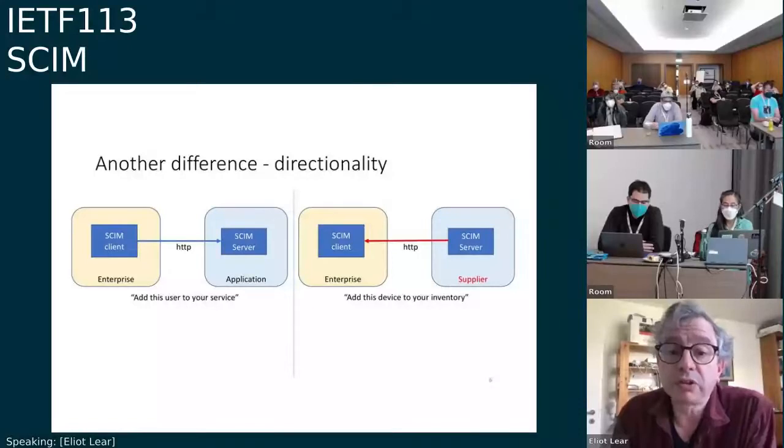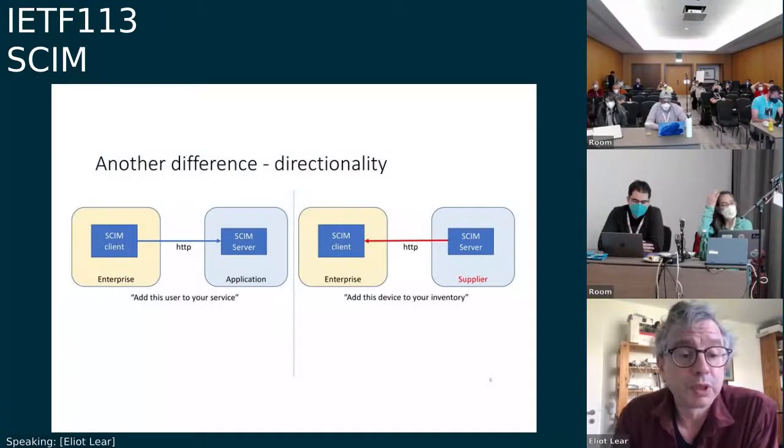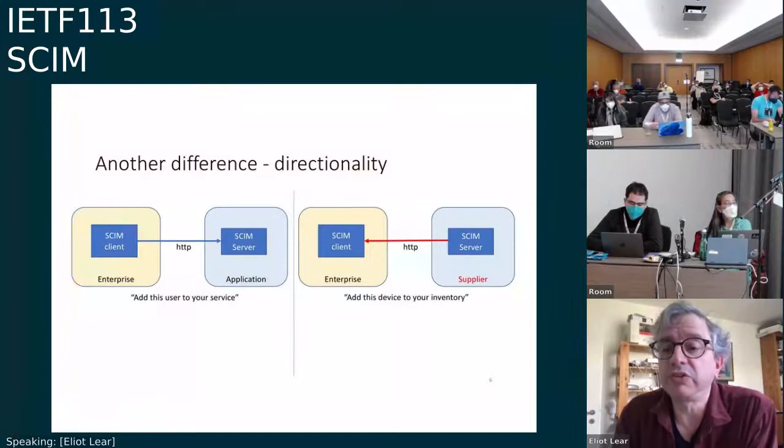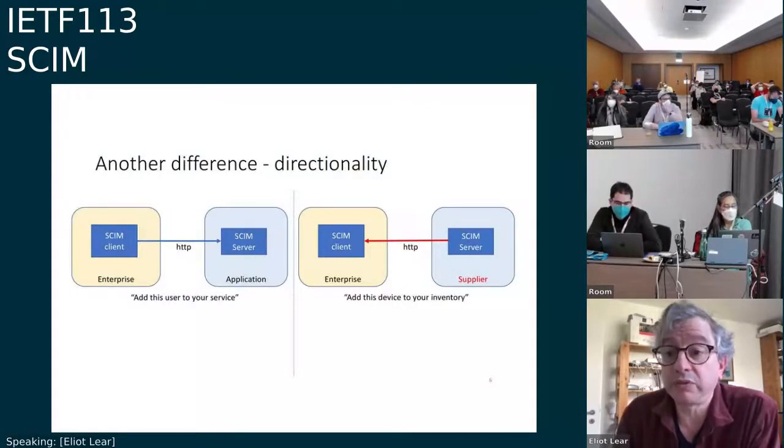So there's a little bit of a directionality issue, right? It's not add this user to your service, it's add this device to your inventory, is really what's being asked here. And it's meant to be used in conjunction with the other mechanisms then to onboard the device on, say, the network or in applications. Next slide.